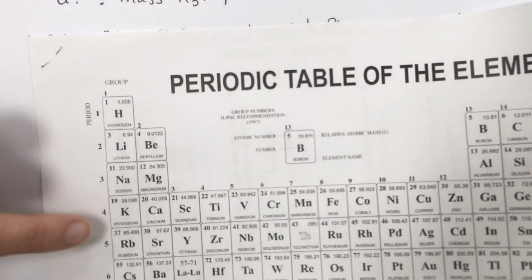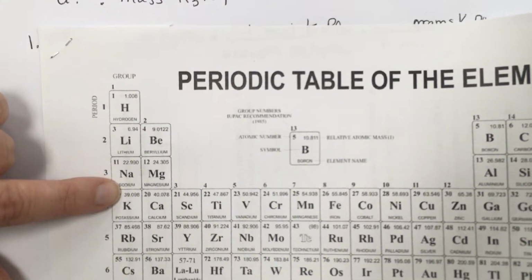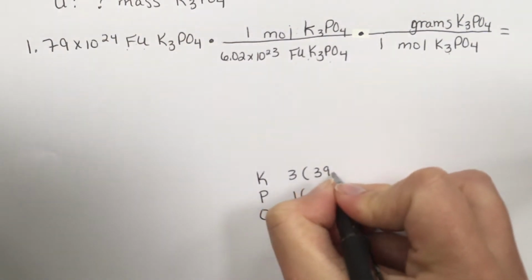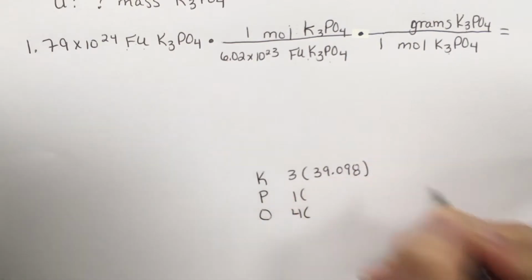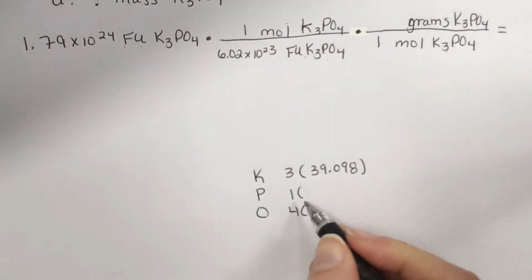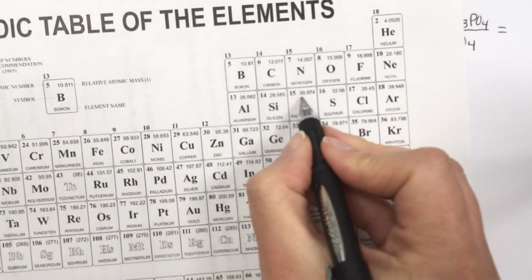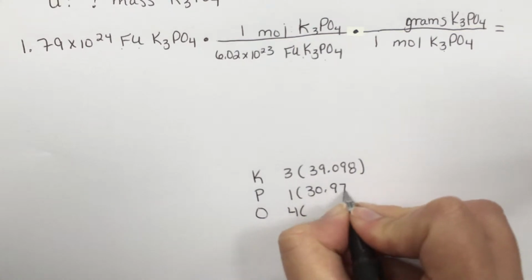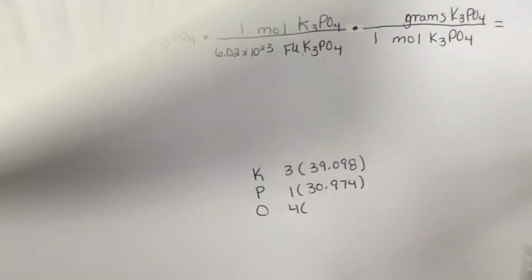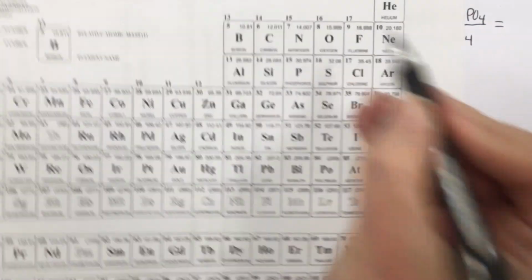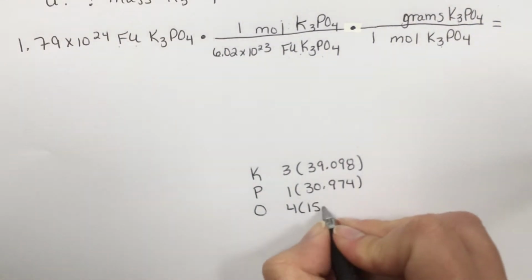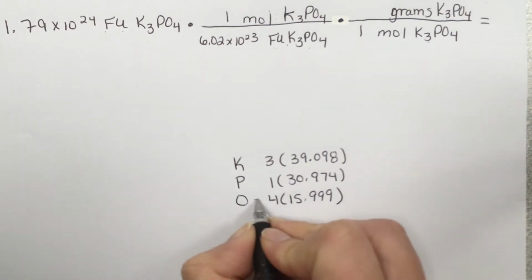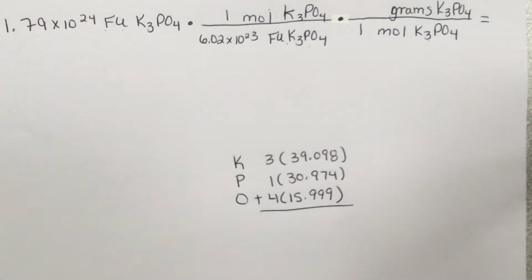So potassium weighs 39.098. We only have 1 atom of phosphorus, which weighs 30.974. And then oxygen, we know, is 15.999. We're going to add all of that together, and then that's our answer.